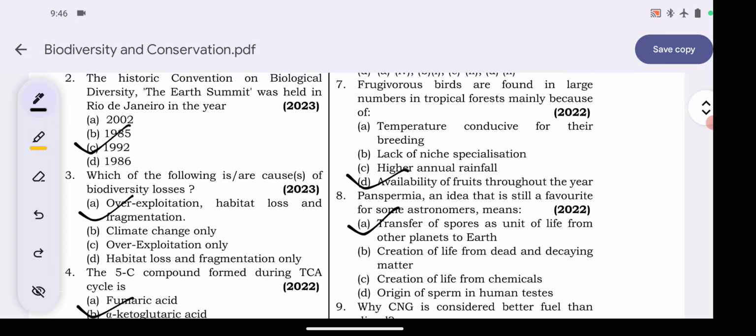Explanation. Because some scientists believe that life came from outside. Early Greek thinkers thought unit of life called spores were transferred to different planets including Earth. This transfer of spore was termed panspermia. And still there are some astronomers who believe in this theory.